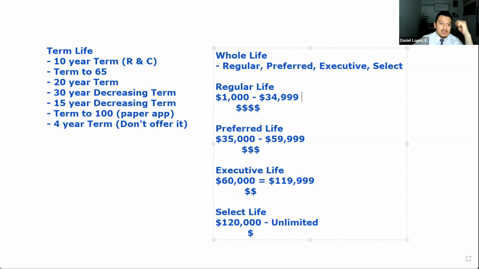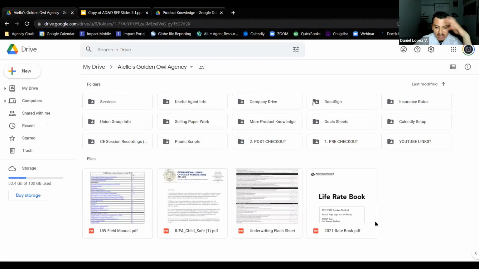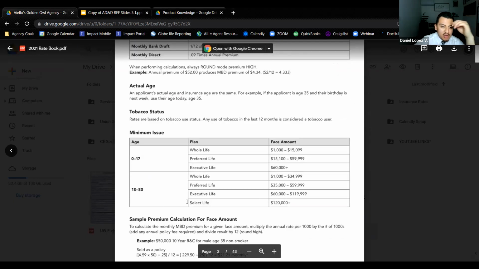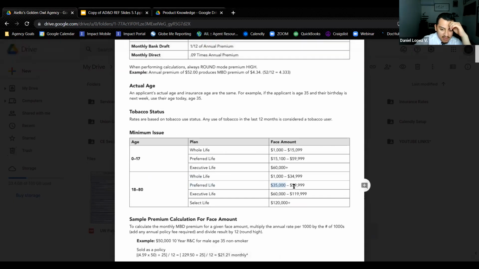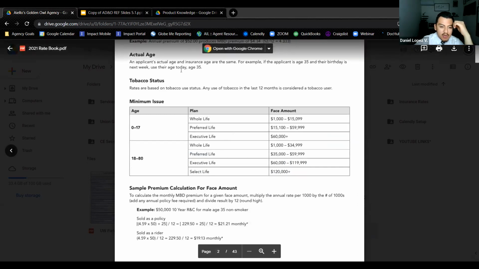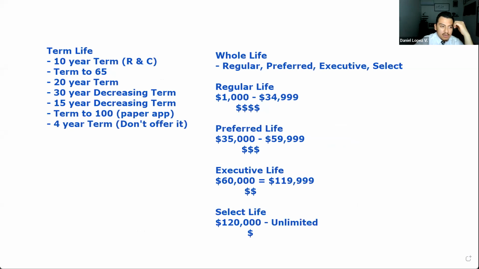So this is also found in the rate book. There's a new 2021 rate book right here, which tells you whole life 1,000 to 35, preferred 35 to 59, executive 60 to 120, select 120 and higher. Okay. So here's why that matters a lot. Let's go over everything right now.